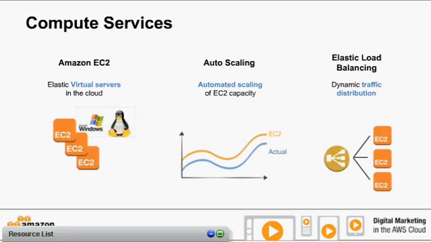which enables you to manage your EC2 fleet more effectively and at scale. Elastic Load Balancing is a dynamic traffic distribution service which will take web requests and distribute them across multiple EC2 instances that may be in multiple availability zones. And we'll see how ELB, which we will call it, leverages in a digital marketing campaign infrastructure.